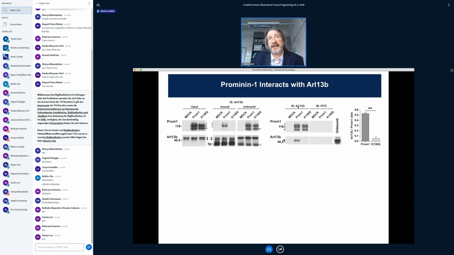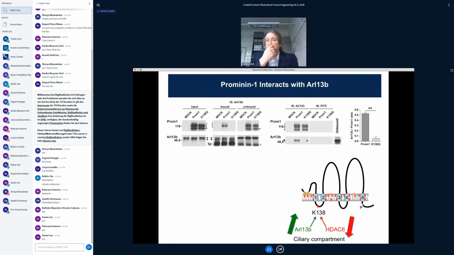If we do immunoisolation of prominin 1, again with the wild-type prominin 1, we can immunoisolate this IL-13B, but not with the mutant. So we have proposed here that prominin can play a role in the formation of the ciliary compartment, either by interacting with IL-13B, making a long cilium, or by interacting with histone 6, which can reduce the cilium. So you have a balance between these two structures.